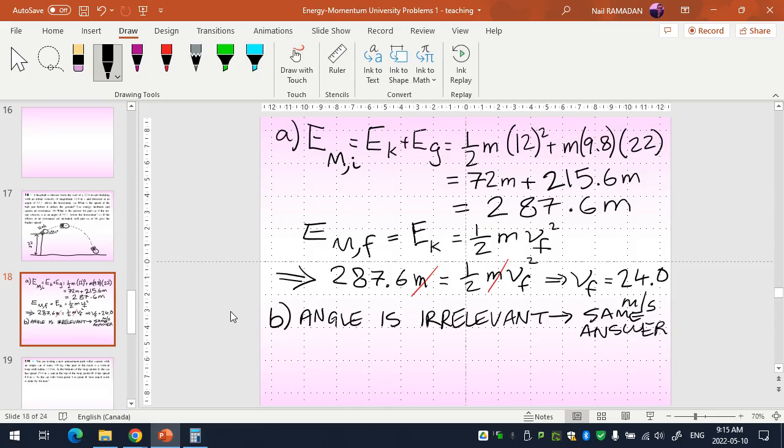By the way, same answer only for speed. How about all other things? They're different. Time is different. The distance it travels is different. The maximum height it gets to is different. Everything else is different. But the speed is the same.